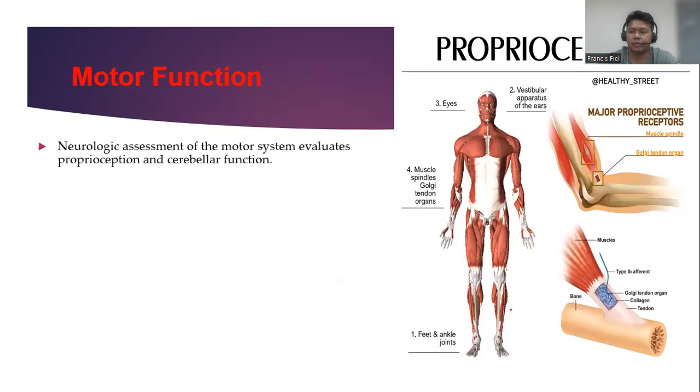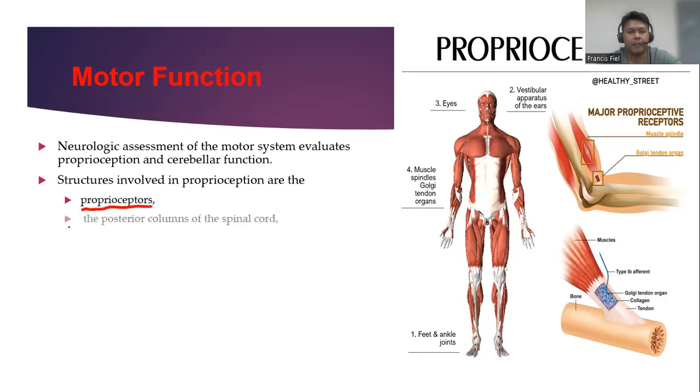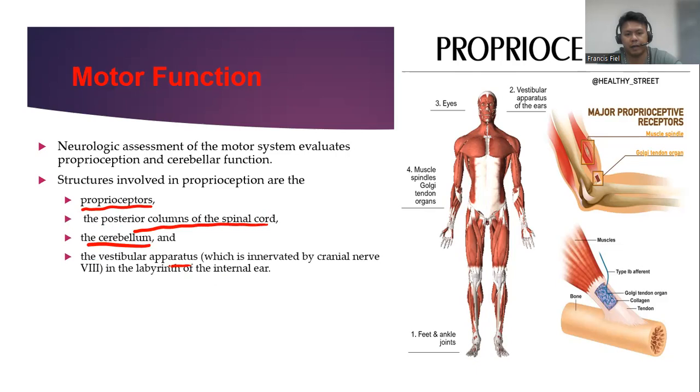So, motor functions. The neurologic assessment of the motor system evaluates proprioception and the cerebellar function. So, what does this mean? What is the job of motor functions in our brain? What are the responsible organs? We have the proprioceptors, our posterior column of the spinal cord, our cerebellum, and the vestibular apparatus of the ear, or our cranial nerve 8.